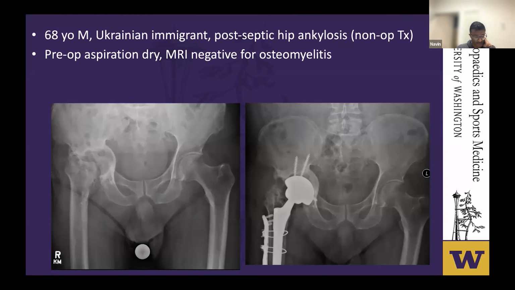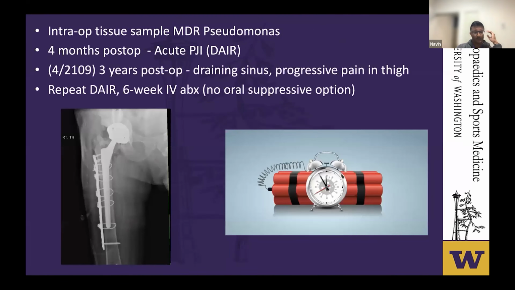His preoperative aspiration was dry. MRI was negative for osteomyelitis, so we proceeded with the reconstruction in 2016. There was an intraoperative femur fracture requiring plate fixation, but otherwise he had no obvious postoperative complications. Intraoperative tissue samples, unfortunately, however, grew multi-drug resistant Pseudomonas. And unfortunately, also, these results were not reported to myself or ID.